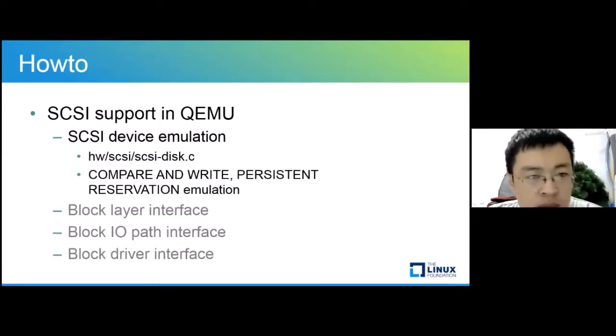Okay. The first one is SCSI device emulation. The code lives in SCSI disk, and the work is just to add to the emulation API the compare and write and persistent reservation. This part is quite simple.